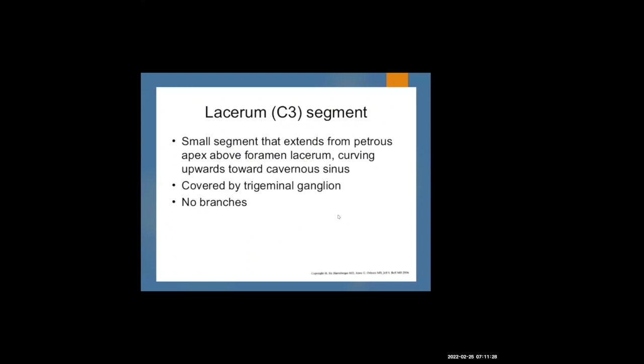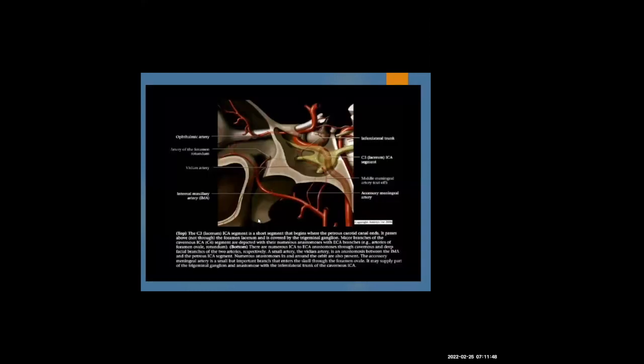Okay, so that's the C1 and C2 segments. There's a very short segment called the C3 segment, and sometimes referred to as the lacerum segment. This segment is actually covered by the trigeminal ganglion, and it's the first very short intracranial segment of the ICA. And just important to know that this segment exists and that there's no vascular branches arising from the lacerum segment.